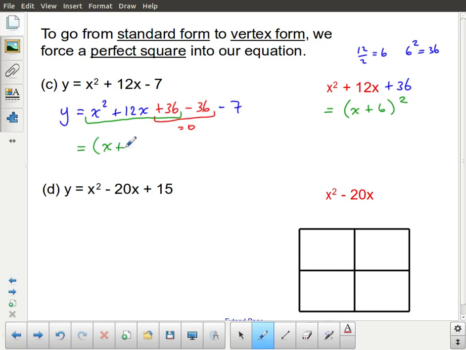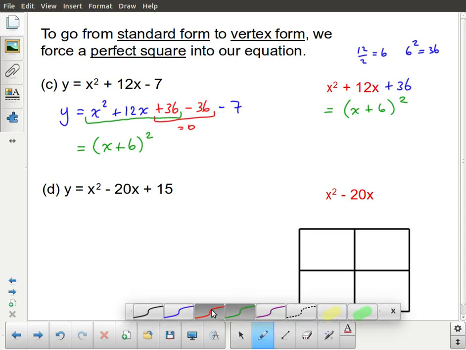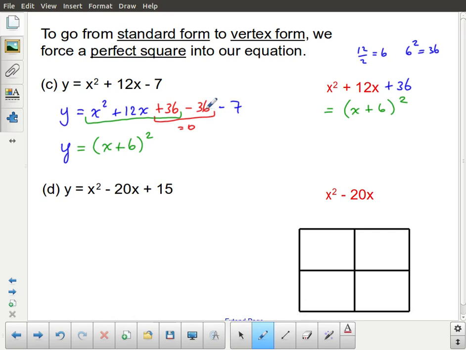So that's x plus 6 all squared. And then y equals negative 36 minus 7, which is what's left over. That's this part on the end. Negative 36 minus 7 is equal to negative 43. And you can see that this is now in vertex form.